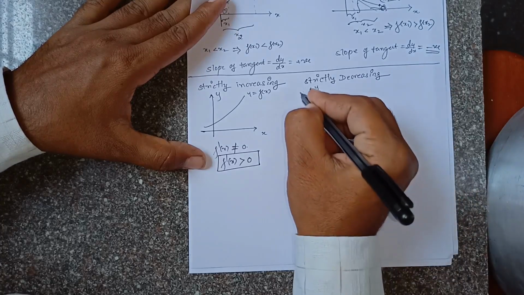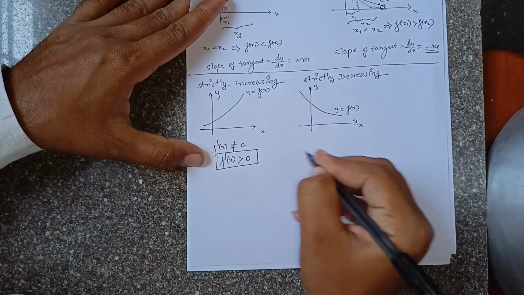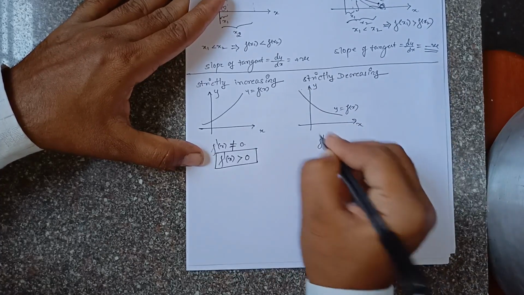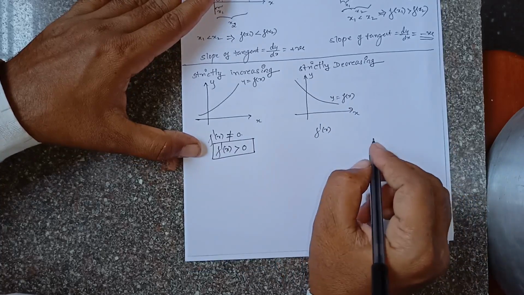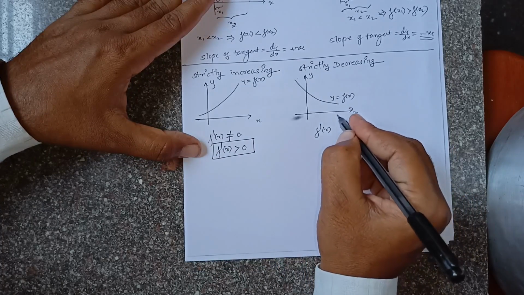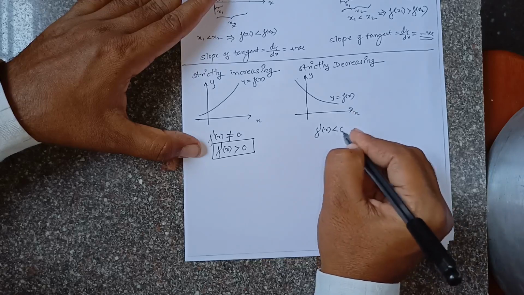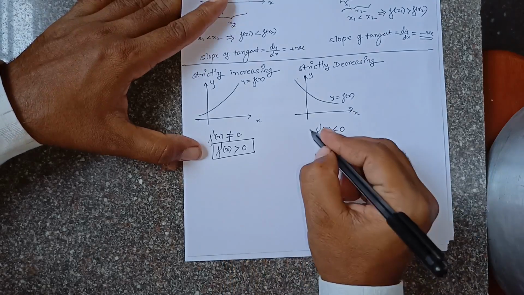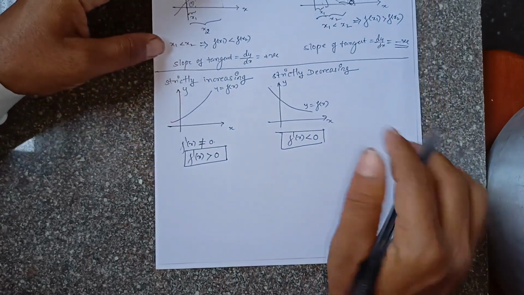The y-axis and x-axis graphs will be like this. Suppose it is the graph of y is equal to f of x, then here also f dash of x will not be equal to 0, and f dash of x can't be positive. f dash of x can't be positive, so f dash of x is always less than 0 here. This is the condition for strictly decreasing functions.